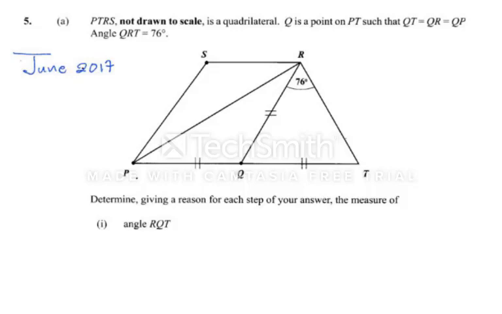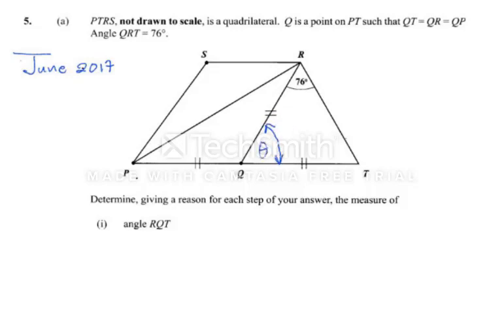RQT. All right, remember, when three letters are used to reference an angle, the vertex of the angle is always at the letter in the middle. So the angle we need to find is angle RQT. That's this angle here. All right, so let's call it theta.